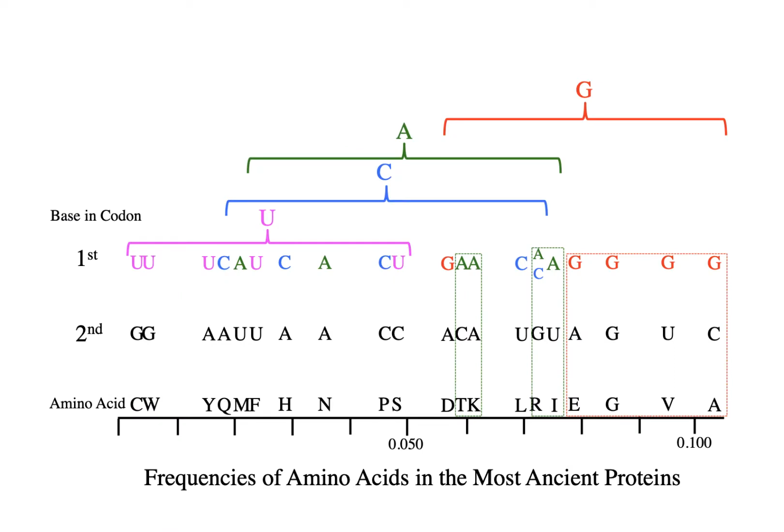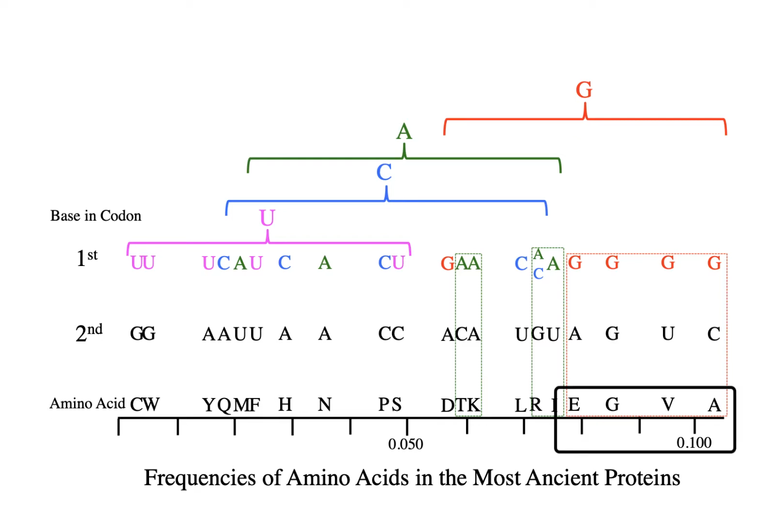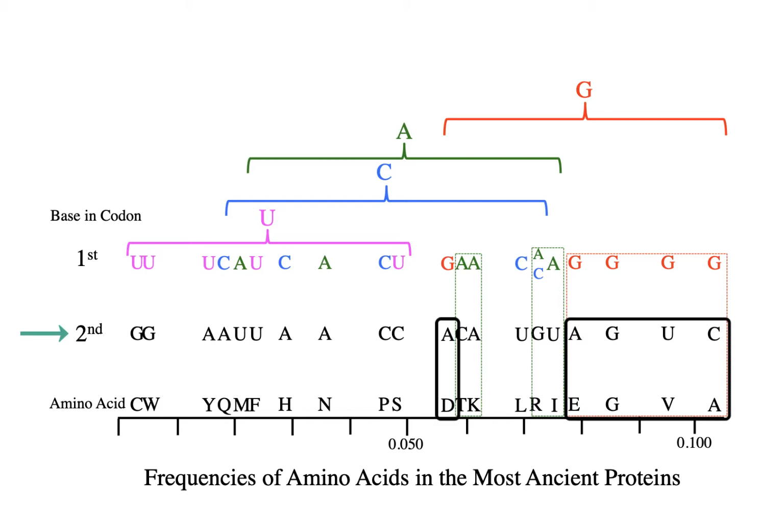So this diagram here at the bottom, and I've shown this before in a video, where these are the frequencies of amino acids in the most ancient proteins. So the most frequent are these ones: alanine, valine, glycine, glutamate, and down here is aspartate also. So you have those 4 or 5 that are on the bottom row of the genetic code. And if you look at them, they could be encoded by A, G, U, and C here.